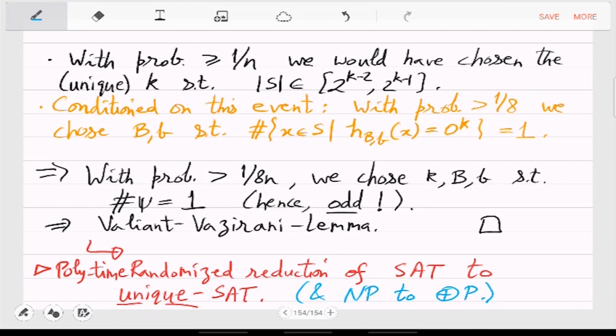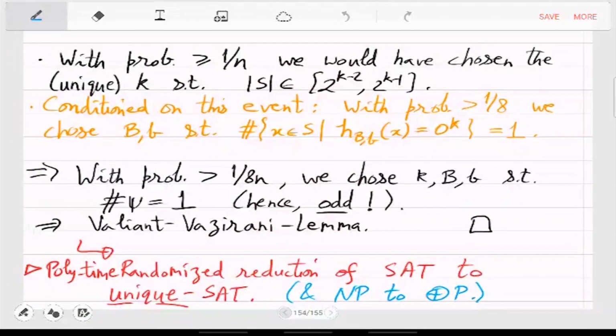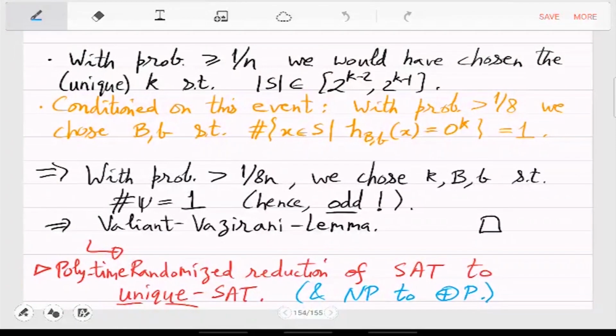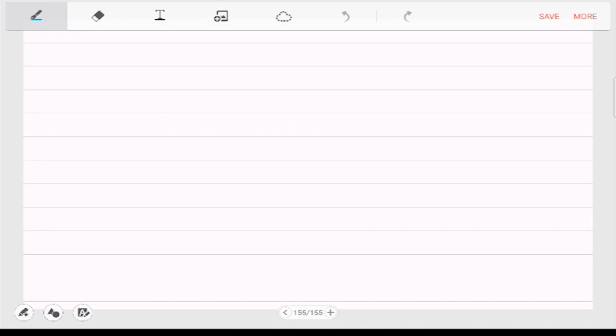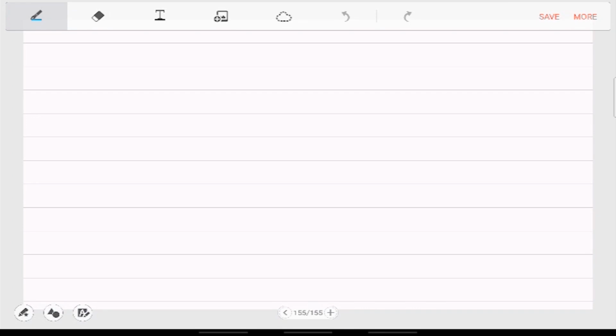But what was our original goal? So, our original goal was this theorem of Toda, right? Polynomial hierarchy. So, in particular sigma 2, NP to the NP. What about that? Can we reduce NP to the NP to Parity-SAT, which then reduces to sharp SAT? So, that we do not have any idea from this proof, right. So, we have to work hard on that.